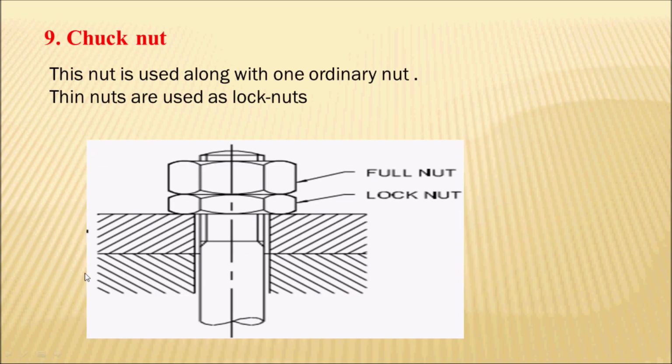Next is the chuck nut. This nut is used along with one ordinary nut. Thin nuts are used as a lock nut. So this chuck nut is also called a lock nut. A lock nut is a hexagonal nut which is generally thin in shape. They are used for locking purposes. So this is the chuck nut.